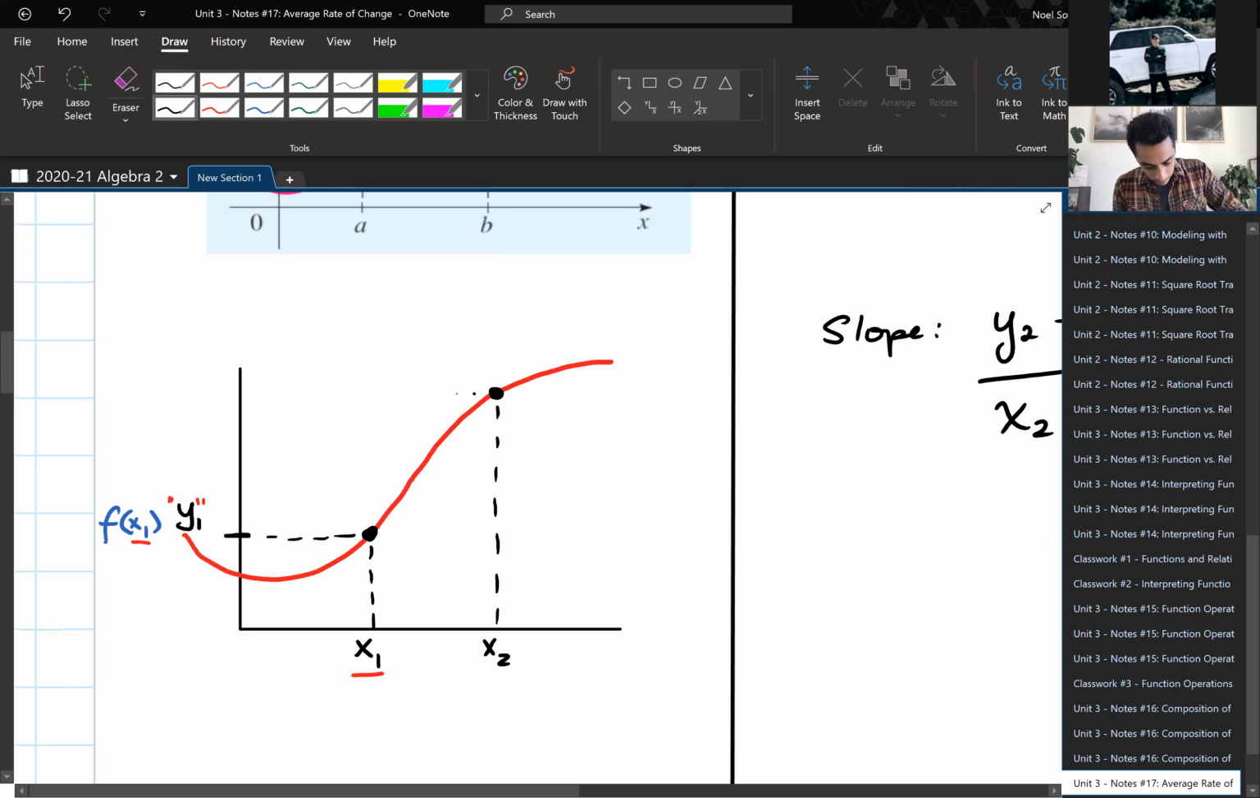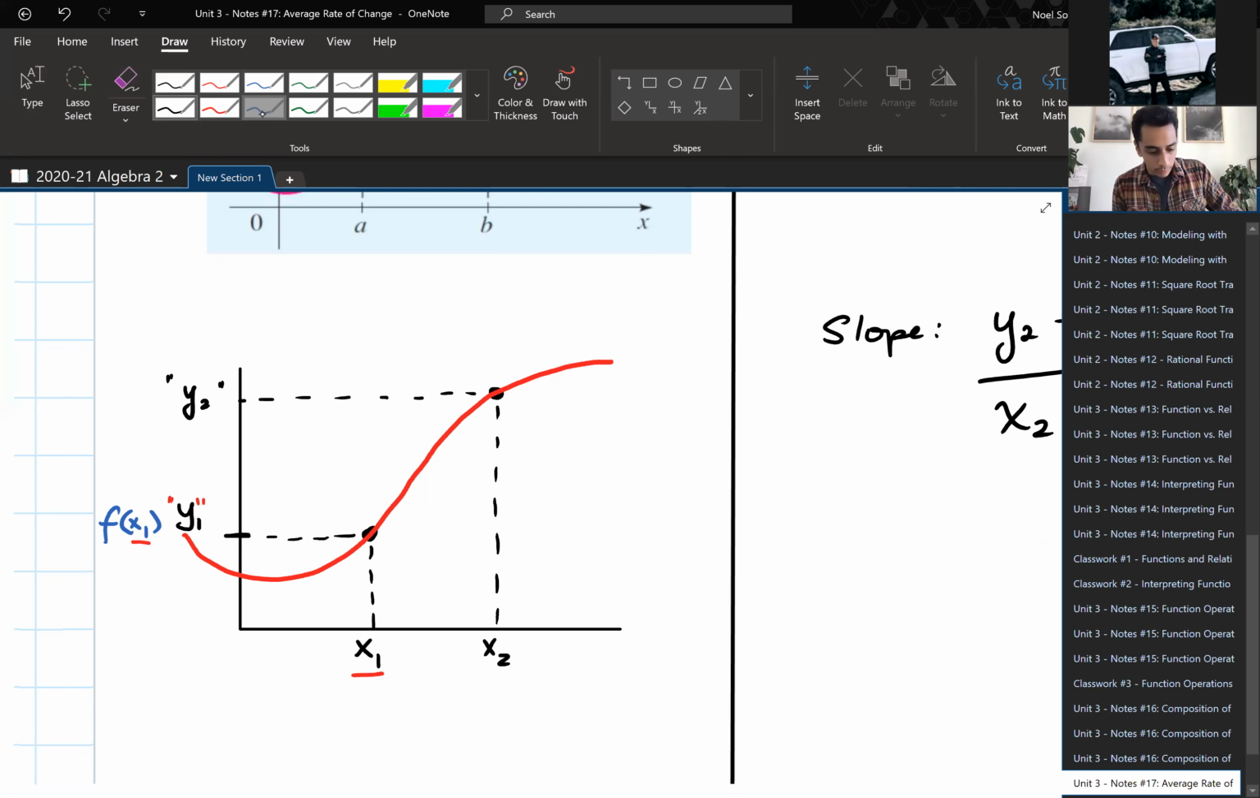And then up here, this would be y2, right? Let's say we were still back in algebra 1, it'd be y2. But because we're in algebra 2 now, and we're using function notation, what would I call it instead? I wouldn't use y2 anymore. I would use what?